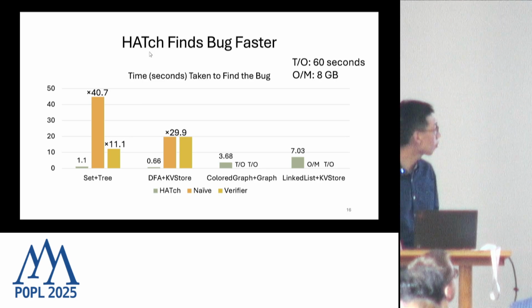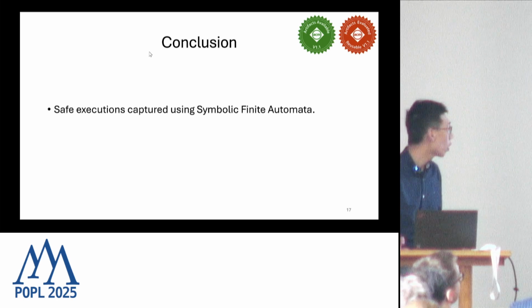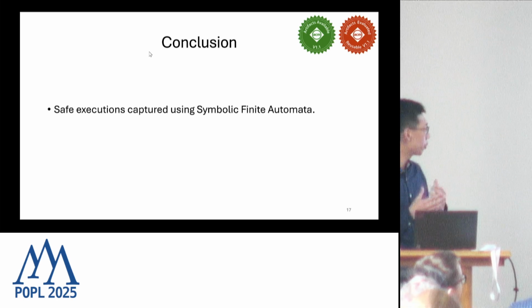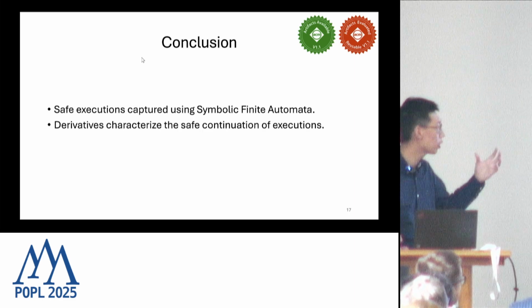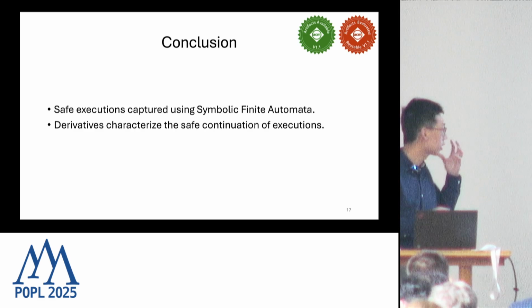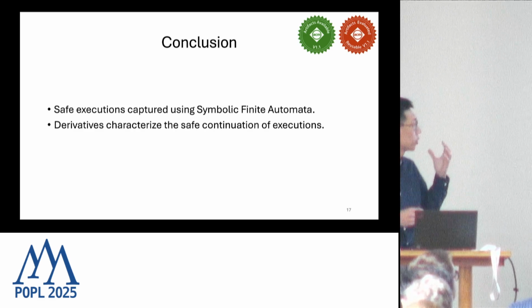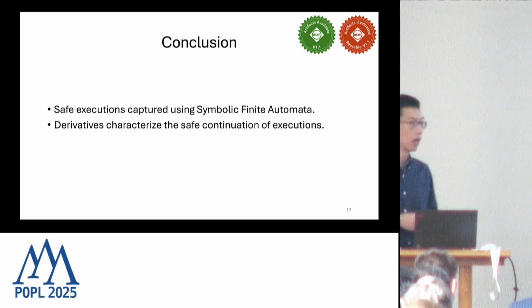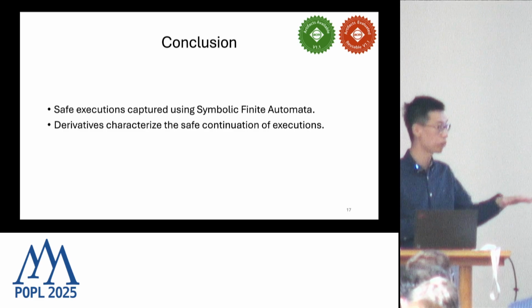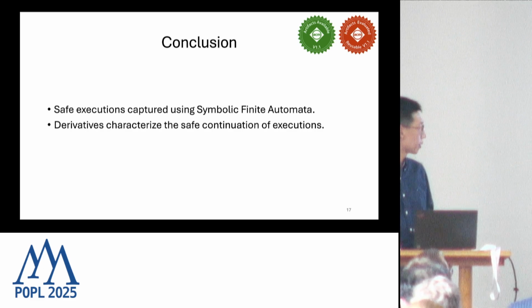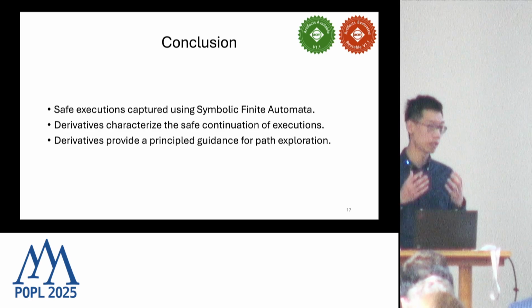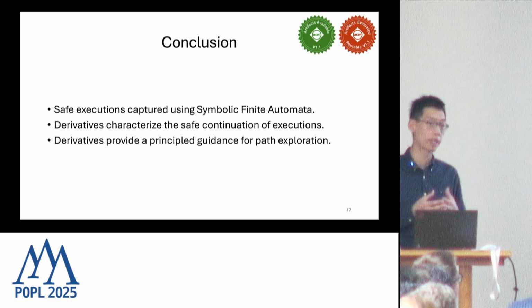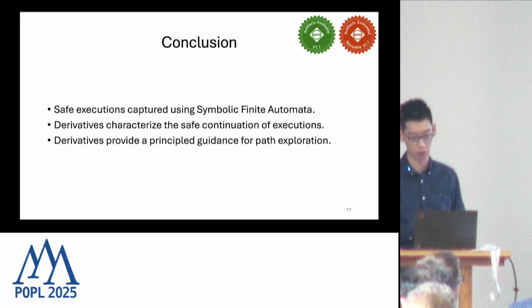To conclude, we recognize that the safe executions of the program can be captured using symbolic finite automata. And the structure of the automaton allows us to compute the derivatives, which in turn categorize the safe continuations at different program points as we explore the path of the program. And those derivatives, in conclusion, provide principled guidance for path exploration in symbolic execution.